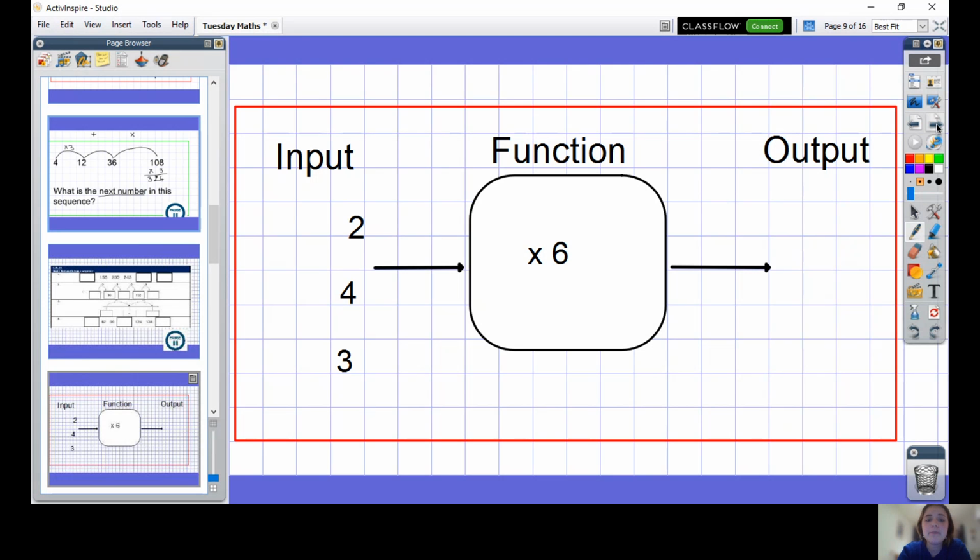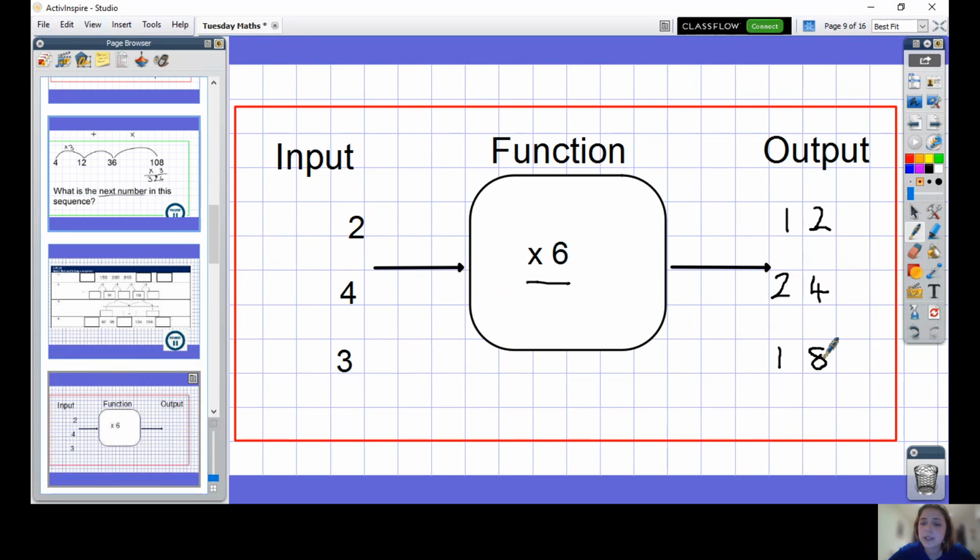In this example, my first input is 2. 2 enters the machine. The function remains the same each time. The function is always going to be multiplied by 6. Therefore, I need to do 2 times 6, and my output will be 12. If 4 enters the machine, I still must multiply that by 6. 4 times 6 is equal to 24. And finally, if 3 were to enter the machine, 3 times 6 is equal to 18.